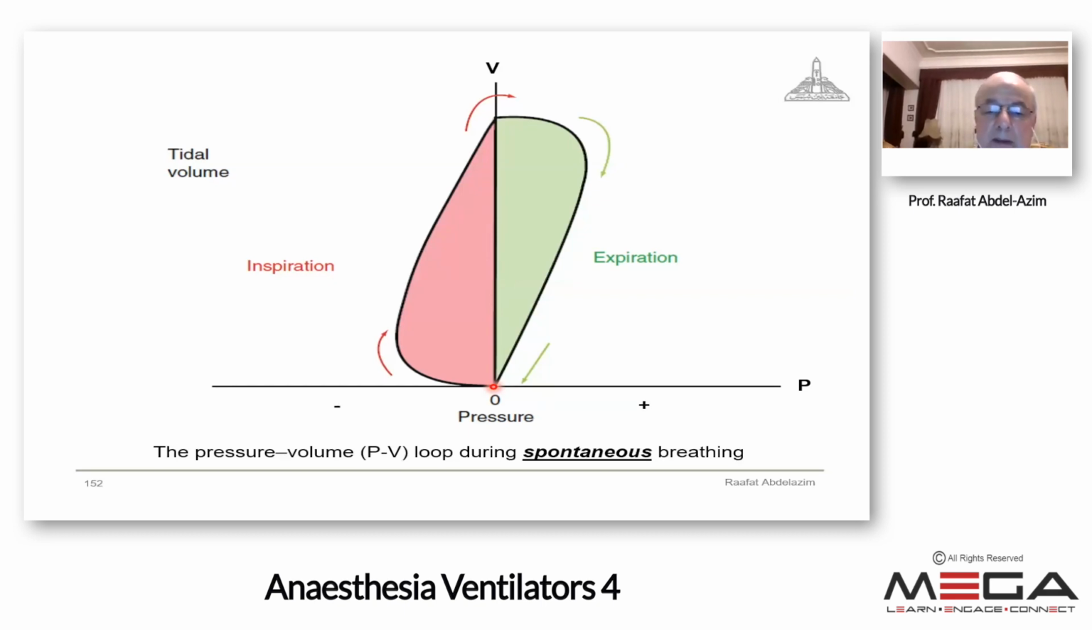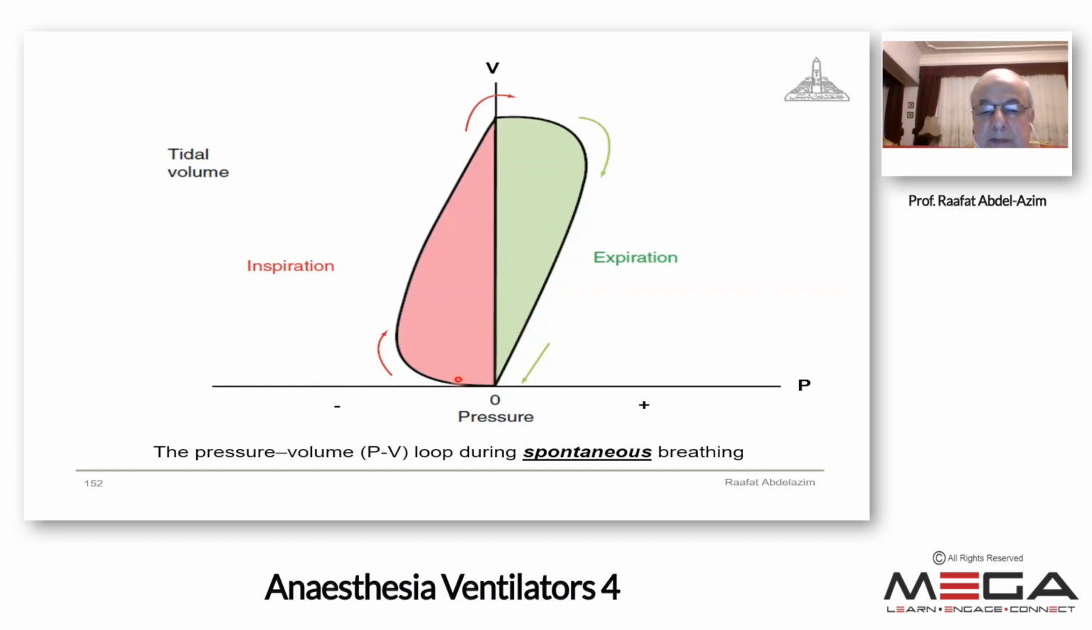After understanding, this green area is the expiration. Here, inspiration is on the left side and expiration on the right side. When we start mechanical ventilation, of course, we give muscle relaxant, and there is no patient effort, no spontaneous breathing. That's why there is no more negative pressure.